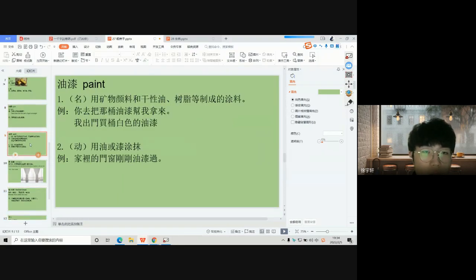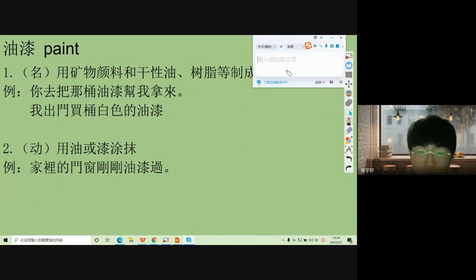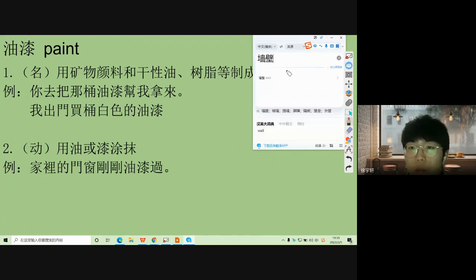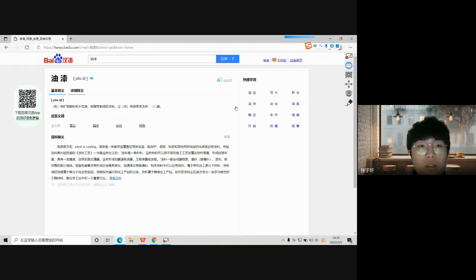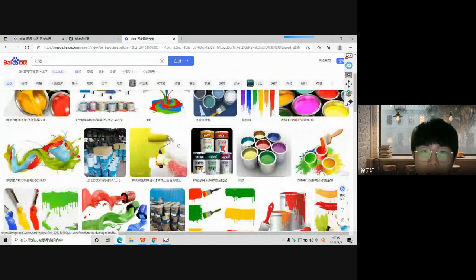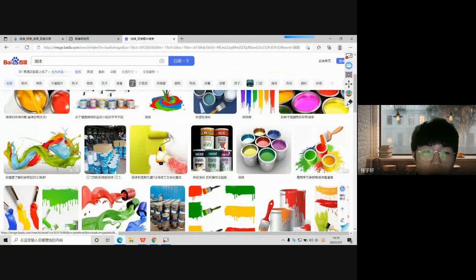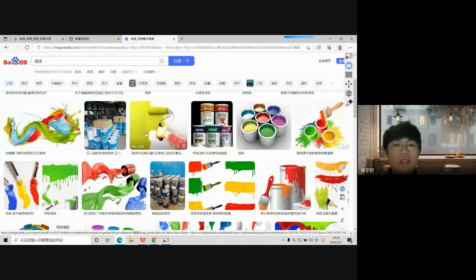And 油漆, sorry. 油漆 means paint. Paint is something we paint on the wall, to cover our wall. I mean, maybe I should just show you some pictures. Okay, so here 油漆 has plenty of different colors to paint walls or doors or ground or car. Is it good to understand? Okay.